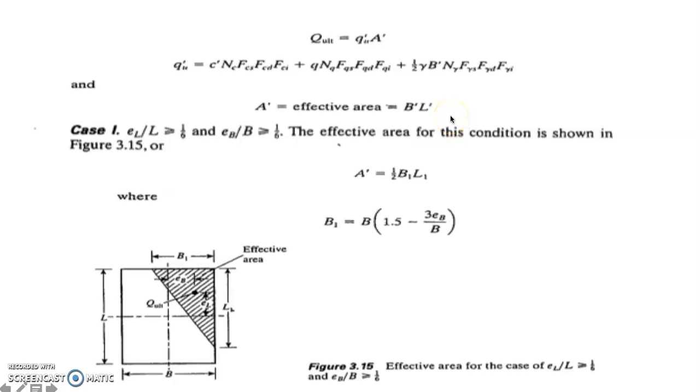And of course, for the effective area, there are 5 cases. So this is the first case. You have to take note of the position of the effective area for each case, because there will be variations on the position of your B and the position of your L. So for case 1, you have e sub L all over L greater than 1 over 6, eccentrically loaded along the y direction, and eccentrically loaded along the x direction, e sub B all over B greater than 1 over 6. So you're going to have this equation for case number 1.